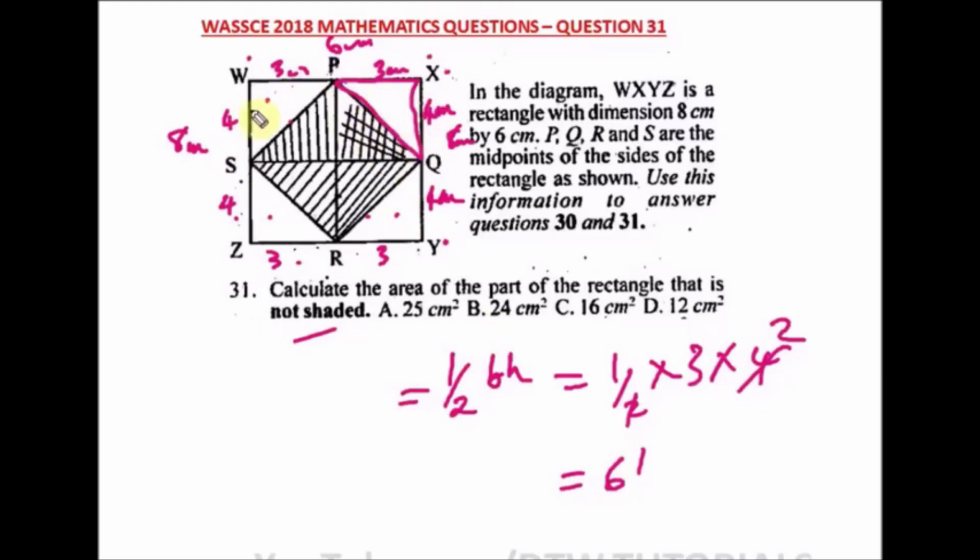So to get the 4 triangles, because the question says that we should find the area of the part of the rectangle that is not shaded, and we have 4 parts, all we need to do is say 6 times 4. And what is 6 times 4? That will give us 24 meter square. Okay, and our right option here is option B.